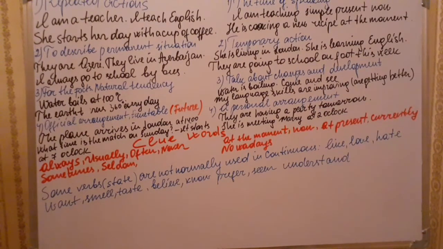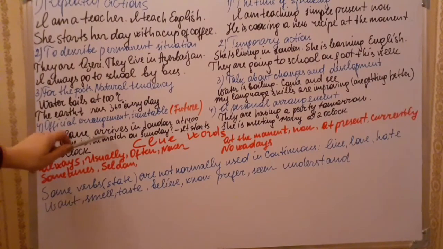We want to show any development, any change. That is why we use the present progressive tense form. And another, if we want to express an official arrangement or timetable, we use the simple present. But you should take into consideration that in that case, we have future meaning.